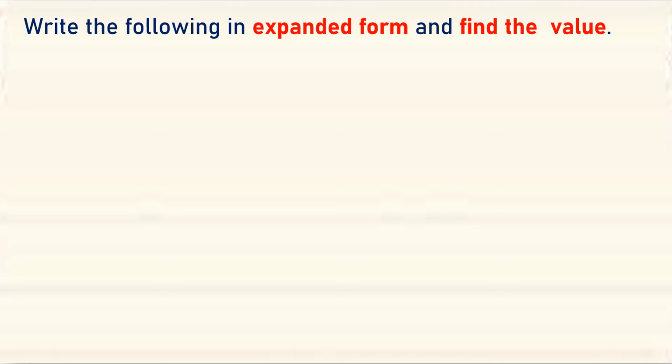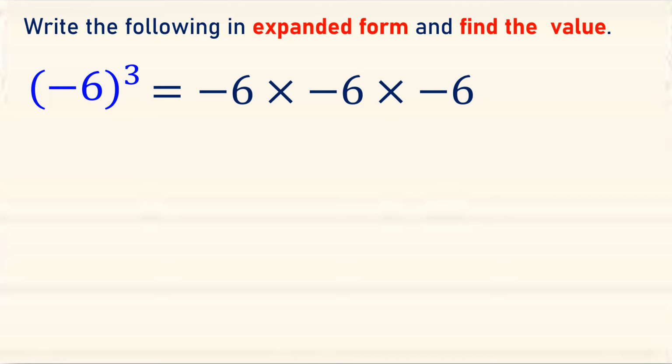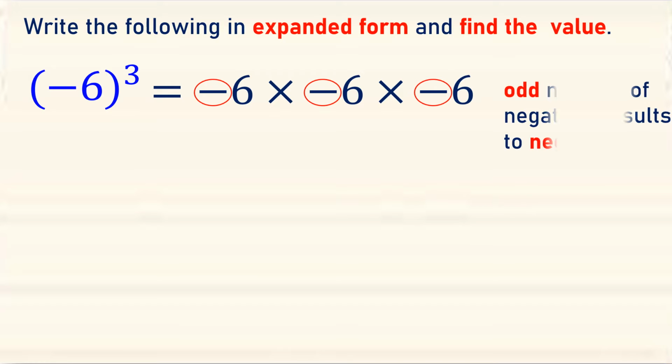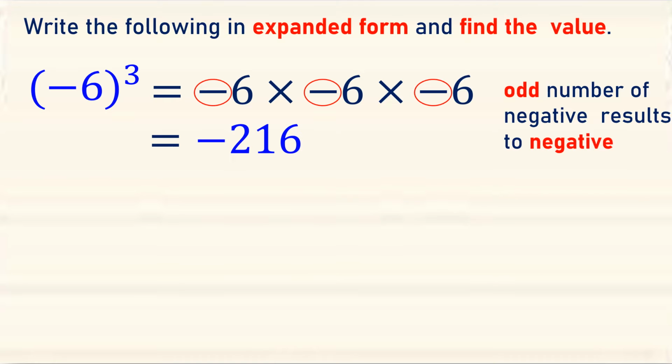Write the following in expanded form and find the value. So if we have negative 6 to the third, we are going to multiply negative 6 3 times by itself. So negative 6 times negative 6 times negative 6. It is equal to, and please take note that if we have an odd number of negatives, the result is negative. We learned that in the past. So the answer is negative 216.